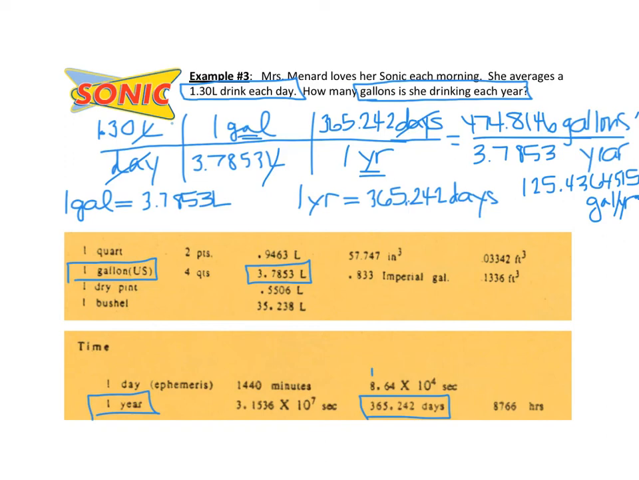Again, I have to go to the correct number of sig figs. So where's my uncertainty? My uncertainty is in the 1.30 liters. I'm averaging that. Some days I drink more, some days I drink less, depending on if I finish the drink or if I refill the drink, whatever it happens to be. So 1.30 has 3 significant figures, so I'm limited to 3 significant figures. So I am drinking 125 gallons per year.